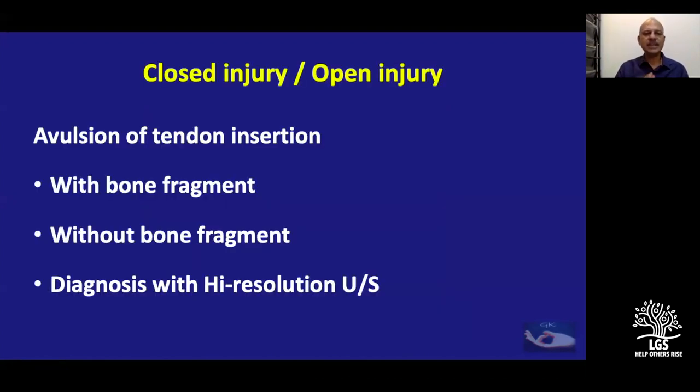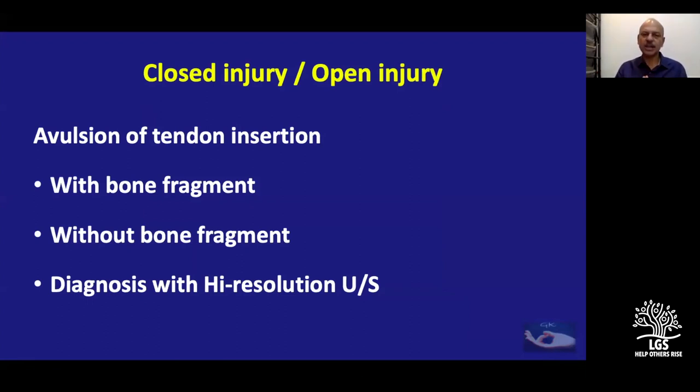Now we shall see the third type of injury. We have seen an avulsion of the tendon. We have seen the rupture of the tendon. We have seen the avulsion of the tendon with a small bony fragment. We have seen the avulsion of the tendon with a large bony fragment. Now we'll see the avulsion of the tendon, just avulsion of the tendon alone. So it could be, as we have seen, with a large bony fragment or without a bony fragment.